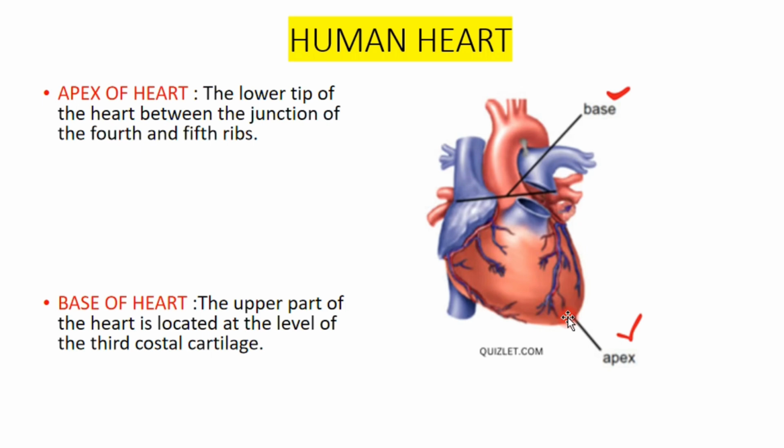The upper part of the heart is called the base, located at the level of the third costal cartilage. The base of the heart is its posterior surface and it is formed by the atria of the heart.